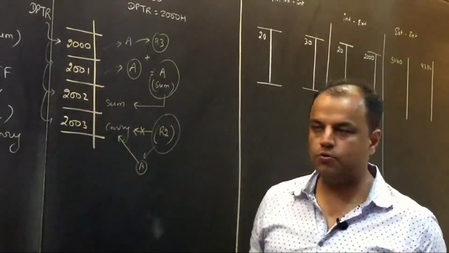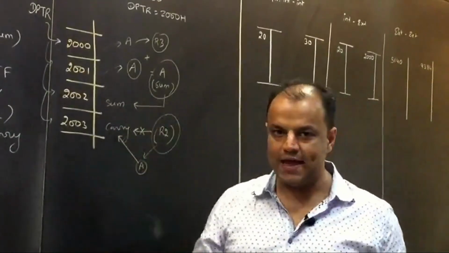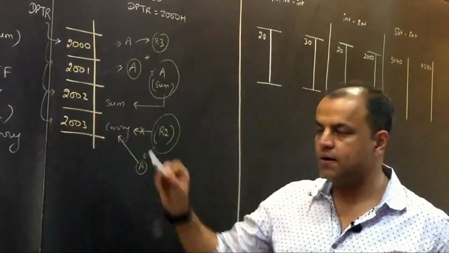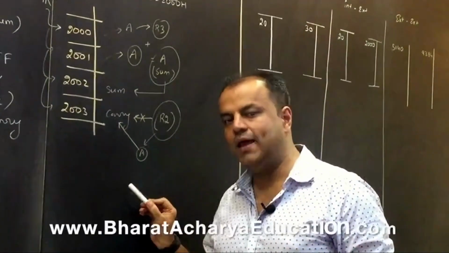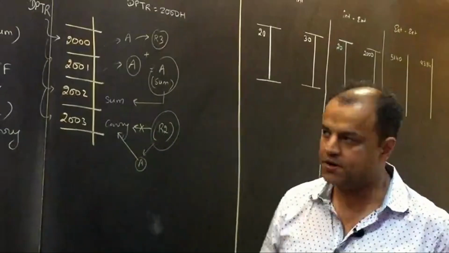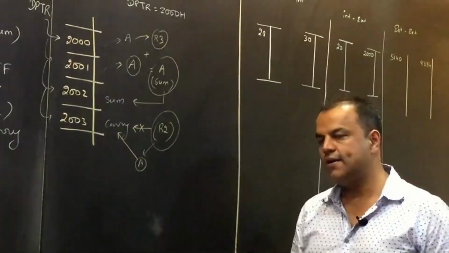Increment DPTR, it will point to 2002. Store the value of A at that location. Increment DPTR, it will point to 2003. First transfer the value from R2 into A, then from A store it at the location pointed by DPTR. So you store your carry and your program.